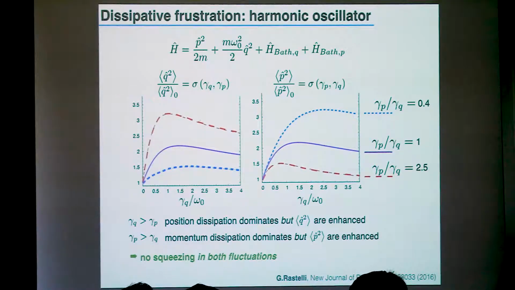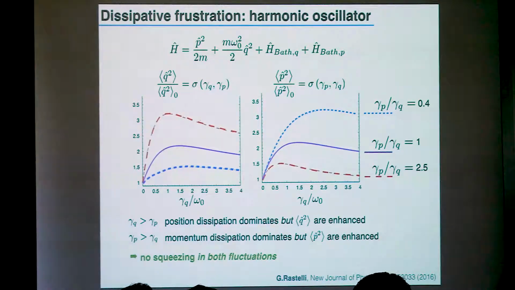This is the fluctuation of the position. This is the fluctuation of the momentum. The blue line corresponds to when the damping in the momentum is lower than the damping of the position. So in this case, you expect the damping of the position to dominate. So you would expect that you increase the fluctuation of the momentum and you quench the fluctuation of the position. But this is, as you can see, not true.